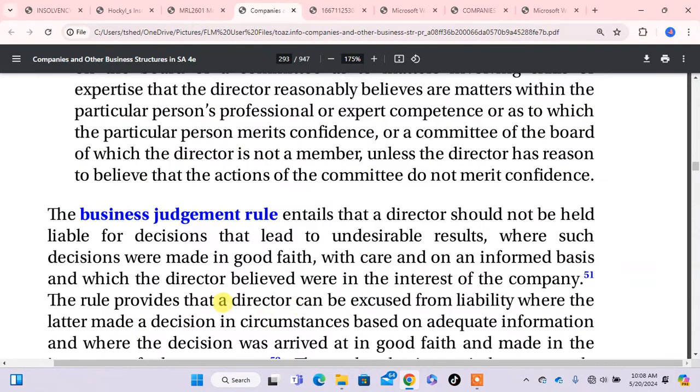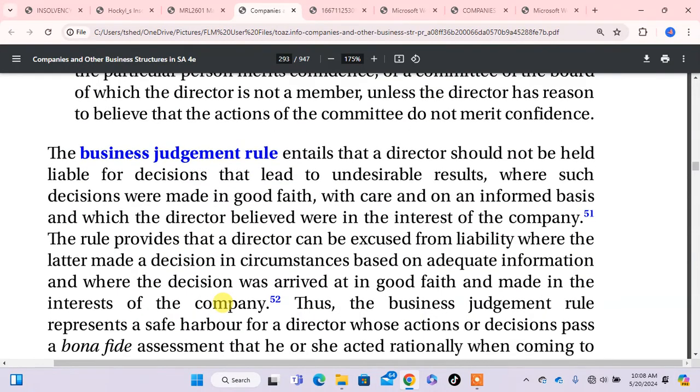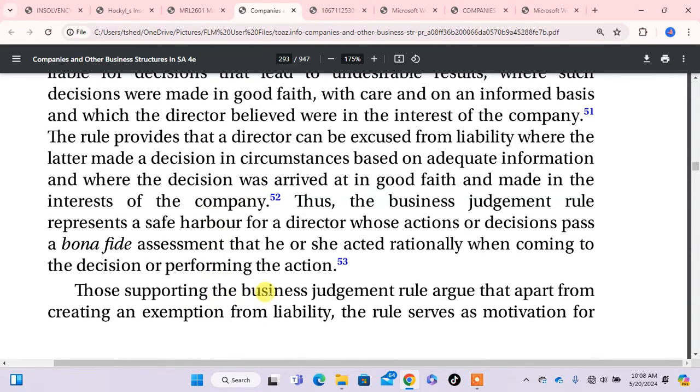Then in this new book, it says that the business judgment rule entails that a director should not be held liable for business decisions that lead to undesirable results where such decisions were made in good faith, with care and on an informed basis, and with what the director believed to be in the best interest of the company. The rule provides that a director can be excused from liability where the latter made a decision based on adequate information and where the decision was arrived at in good faith and made in the interest of the company. Thus, the business judgment rule represents a safe harbor.